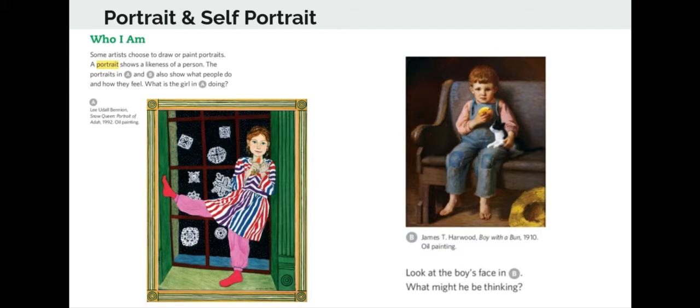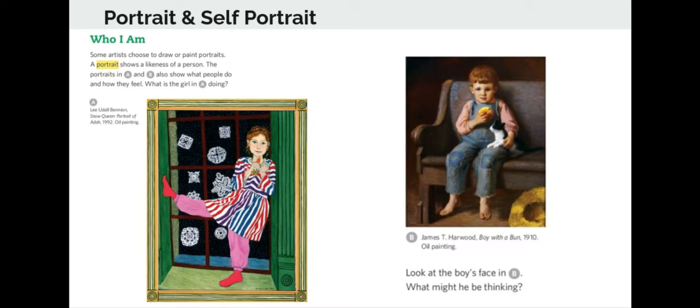Here we have image A, called The Snow Queen, and this is by Lee Udell Menon. What is this girl doing? To me, the girl appears to be standing in a small room with her right leg resting on the wall of the room. How do you think she's feeling? Do you think she's aware of the artist painting her? And why do you think that?